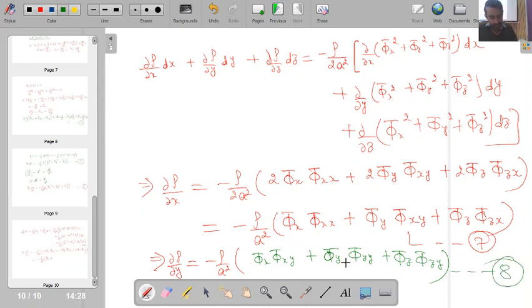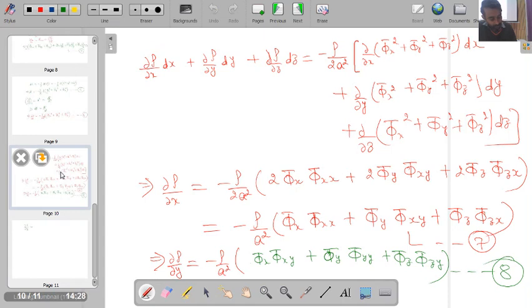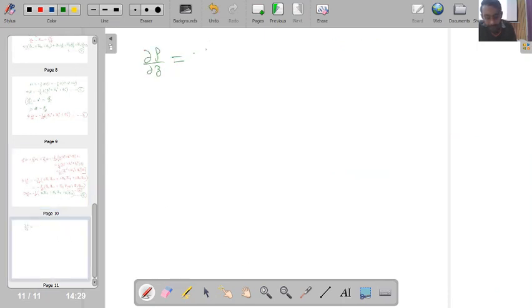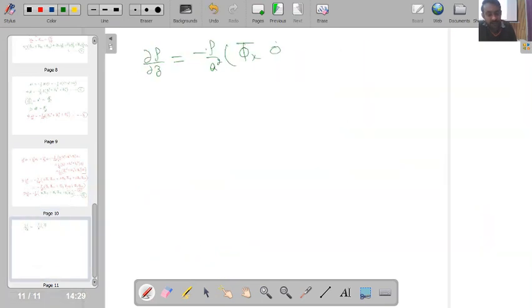Similarly, I can write del rho by del z equal to minus rho by a square into phi bar x into phi bar zx plus phi bar y into phi bar zy plus phi bar z into phi bar zz. So this is equation number 9.